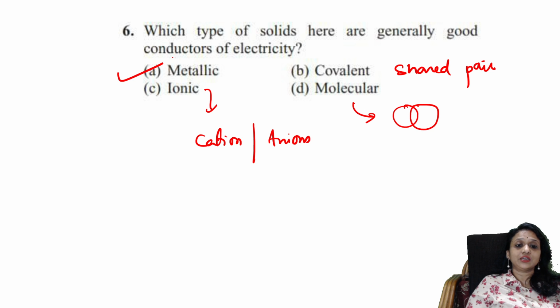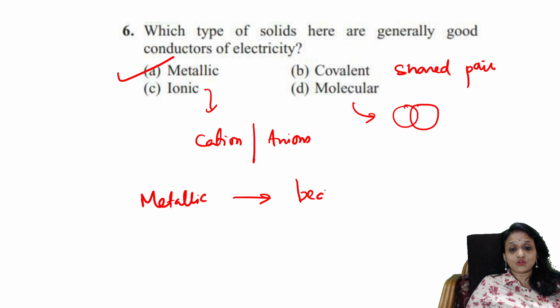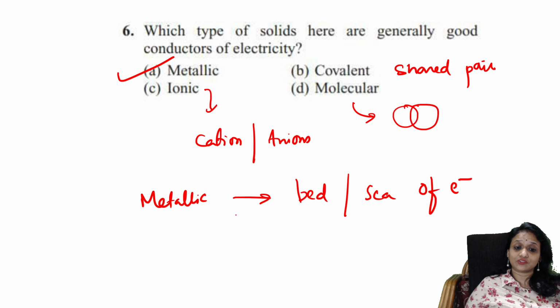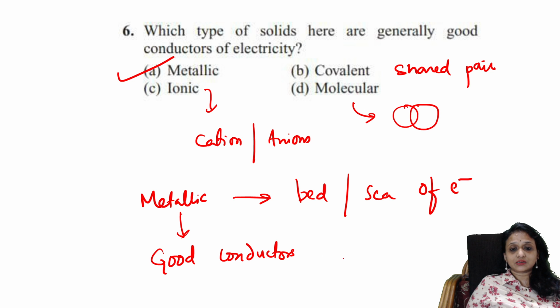What is left out? Metallic. Whenever somebody says metallic bond, what should you remember? It's a bed or a sea of electrons. Sea of electrons. Because of this sea of electrons, metallic solids or those who show metallic property are very good conductors of electricity. Correct now, students?